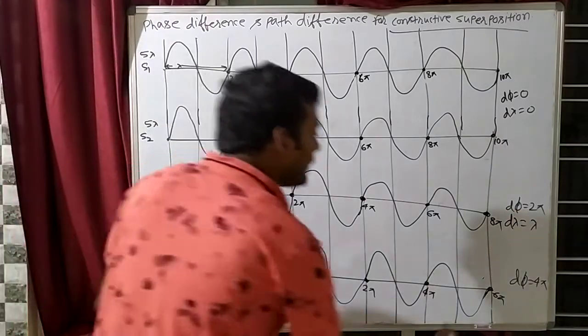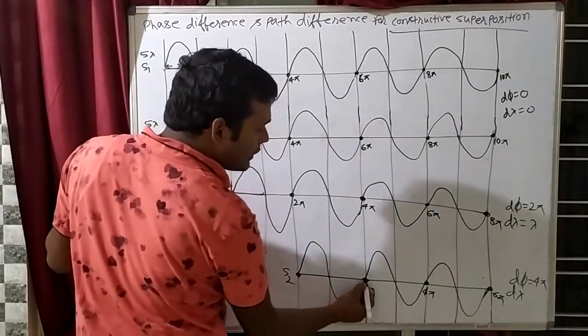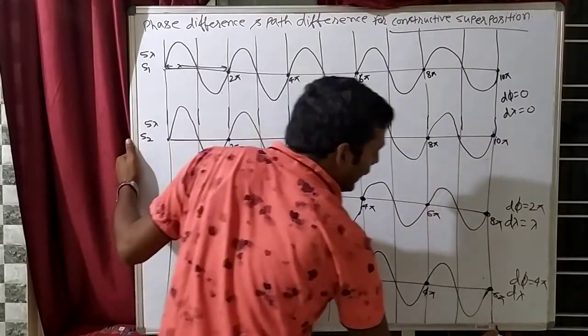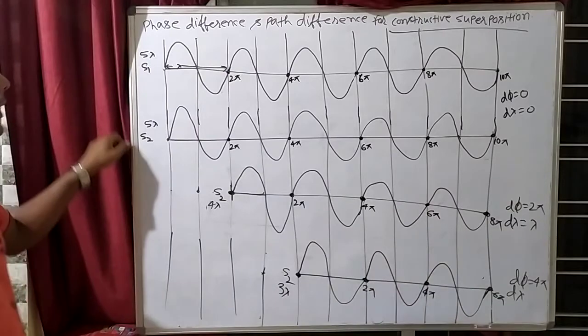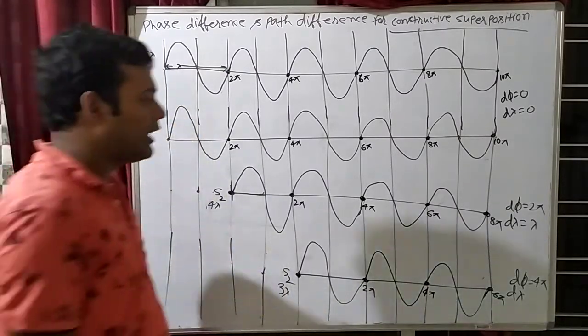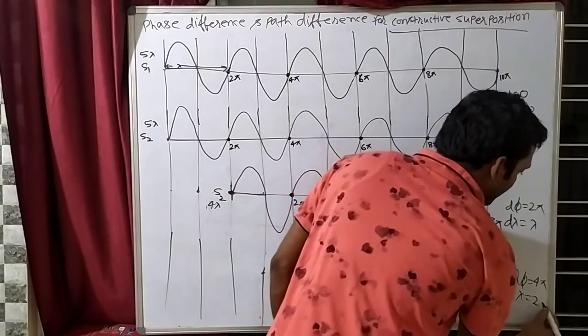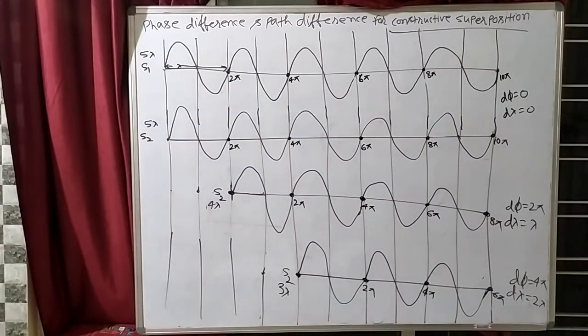And what will be d lambda? Can we fastly calculate it? Up to this lambda, 2 lambda, 3 lambda. So this S2 is how much now? 3 lambda. And this one is 5 lambda. S1 is 5 lambda. S2 is 3 lambda. So 5 lambda minus 3 lambda. How much? 2 lambda. Clear?